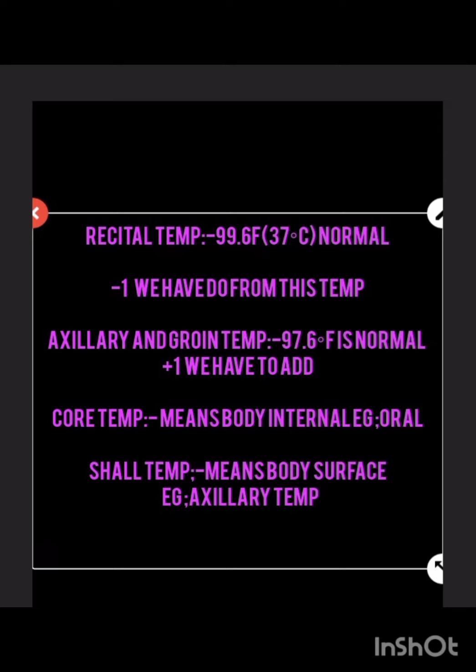Core temperature, as I already explained, means the body's internal temperature, collected from the orifices. Here the question may arise, what do you mean by core temperature? The meaning is that we are measuring the temperature from the inside of the body, which is called core temperature. And shell temperature means we are collecting the temperature from the surface. So an example of core temperature is oral temperature, and examples of shell temperature are axillary temperature and groin temperature.